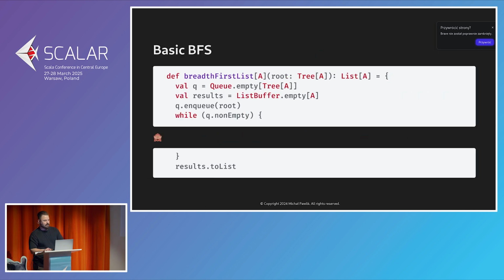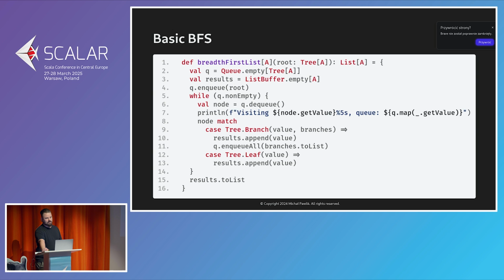If we are to implement breadth-first search, just something that will collect all of the elements in the right order, we would start with a queue. This is a mutable data structure, and we need something for the result, so we will go with the list buffer. First thing we do is enqueue the root, because we have nothing else to do. Then, as long as the queue is not empty, we want to go over all of the elements.